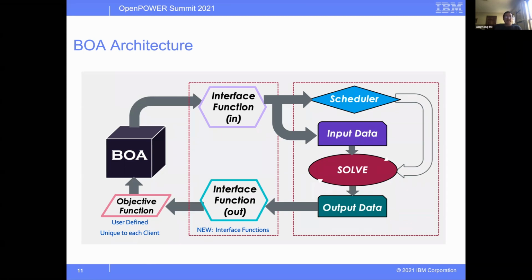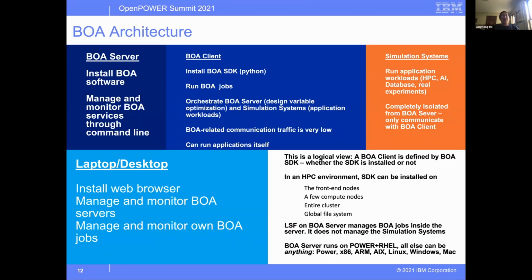And then this next chart shows the role of those different components, with the software required and what you would typically do with each of them. First you have a BOA server. On that server, you need to install the BOA software. What it does is it can manage and monitor the BOA services through command line. Those software are packaged in Docker containers.